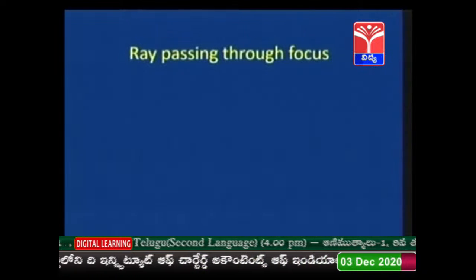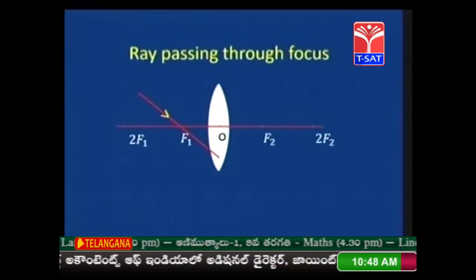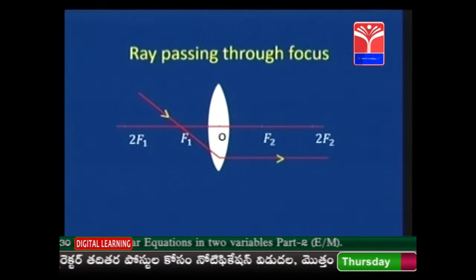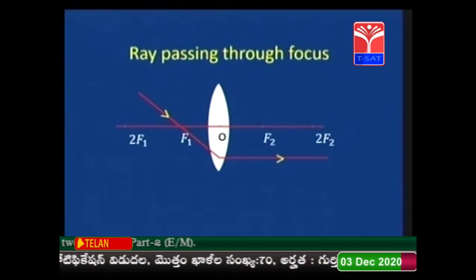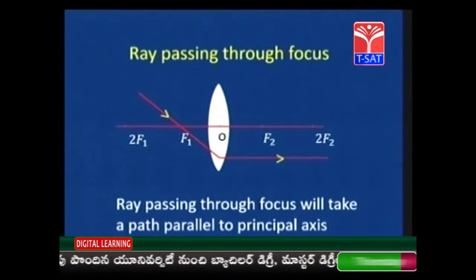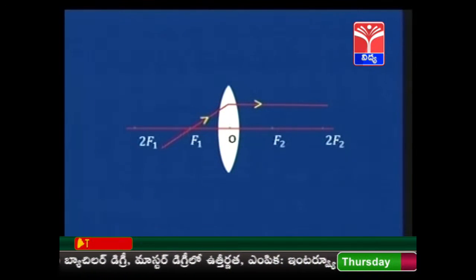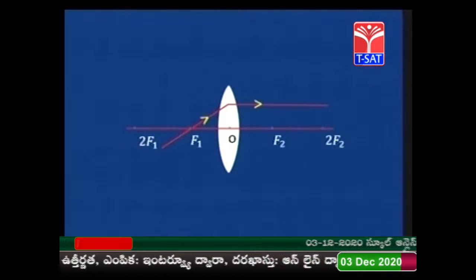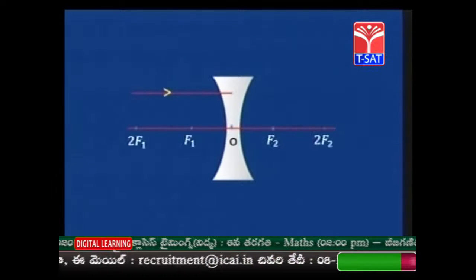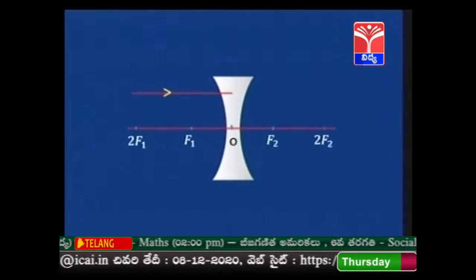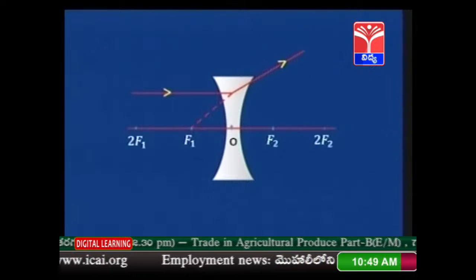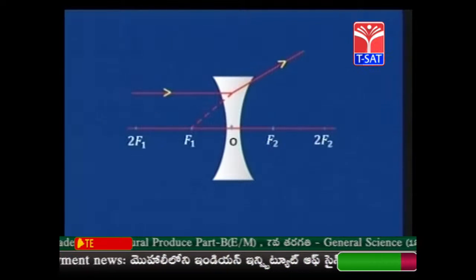When a ray passes through the focus, after refraction it passes parallel to the principal axis. So a ray passing through the focus will take a path parallel to the principal axis. This is also a light ray passing through the focus. After refraction it is parallel to the principal axis. You can see in the case of a concave lens also, if a light ray is parallel to the principal axis, then after refraction it has to diverge. So if you extend this light ray, it appears to be coming from the focus.